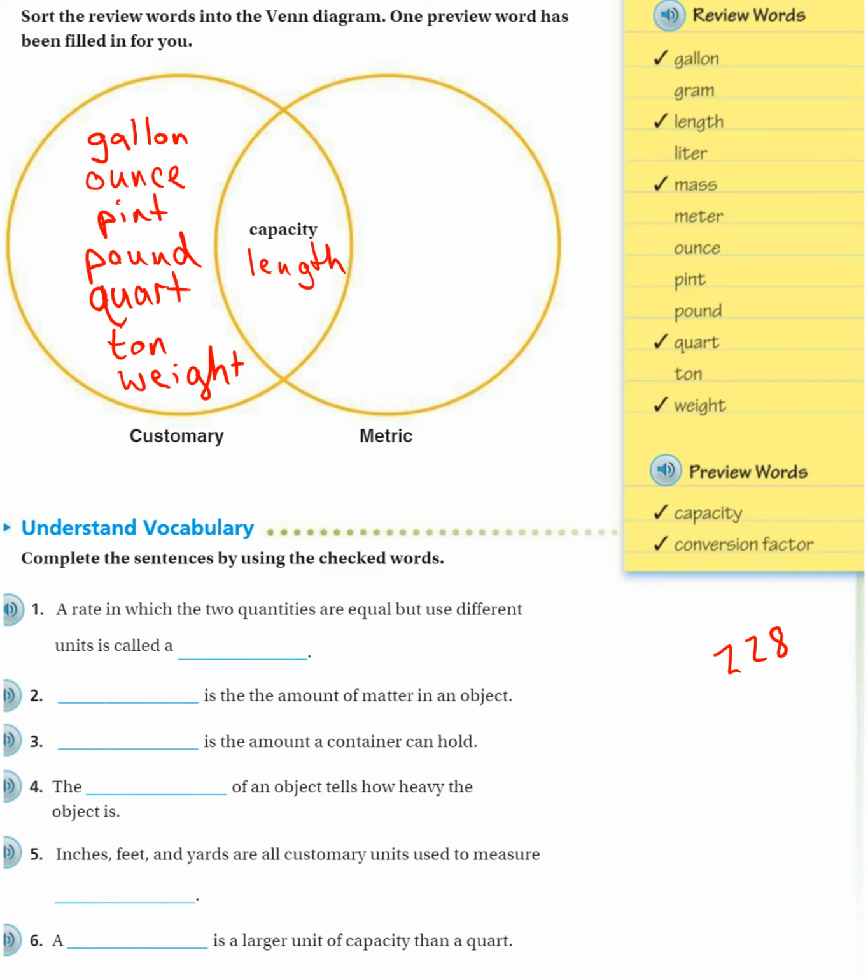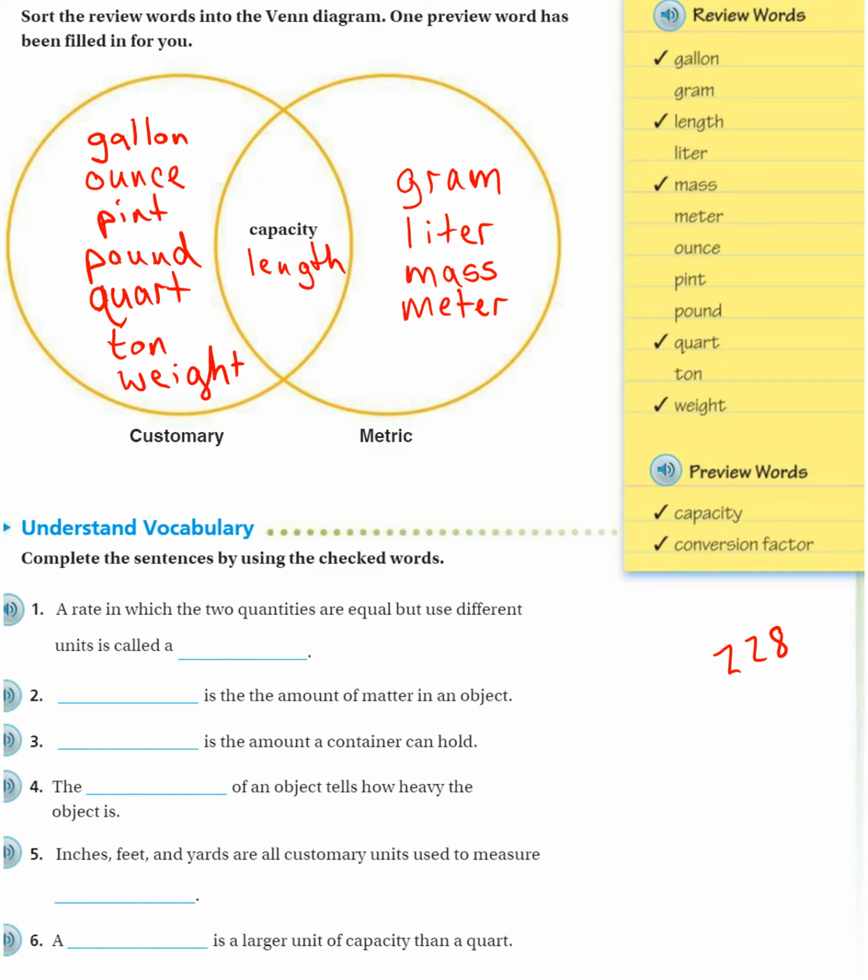Under metric, we have a gram. That is a weight, something that is weighed in metric units. A liter, we already talked about that one, like a liter of soda or a 2 liter of soda. Mass and meter. And again, think of a meter stick, distance. Okay, let's go on to the bottom.